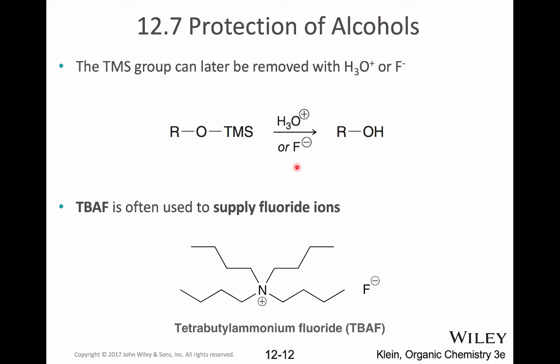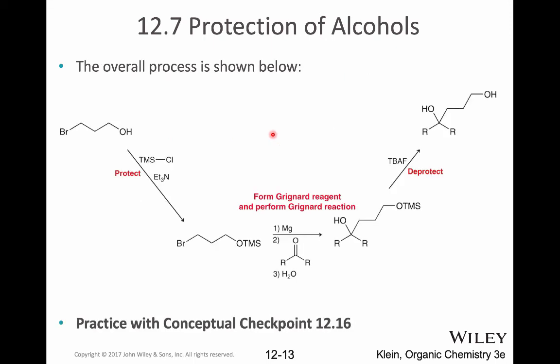Now, there are a number of different silyl protecting groups that differ in their size, and the size basically affects how stable that protecting group is. But we're just going to really deal with the TMS protecting group. So if you want to think about how to use this with a Grignard reagent, if we go back and revisit the process we were going over, you take your bromo alcohol, you react it with TMS chloride in the presence of triethylamine, a base. That puts the TMS group on.